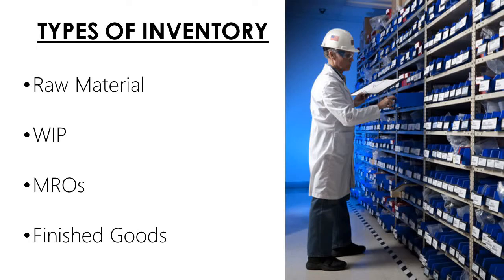To accommodate the functions of inventory, firms maintain four different kinds of inventories. Number one, raw material inventory. Number two, work in process inventory. Number three, maintenance, repair, operating supply, which are MRO inventory. Number four, finished goods inventory. Number one, raw material inventory.